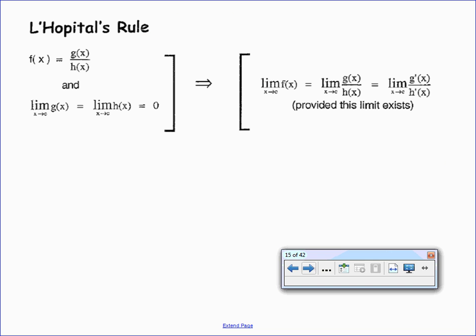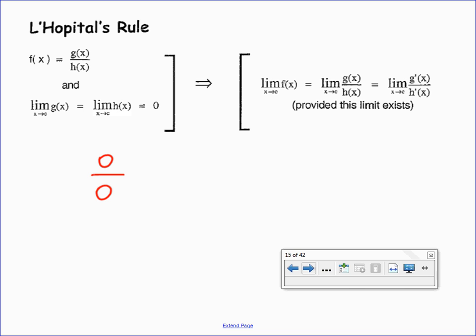It says that if, upon initial evaluation of a limit, we get an indeterminate form, either 0 over 0, then, even if we could factor, or could create a common denominator, or could multiply top and bottom by the conjugate, we could take the derivative of the top, take the derivative of the bottom separately, and then try again. This is doing two separate differentiations.